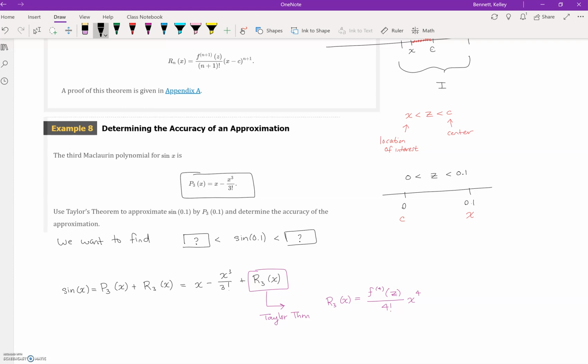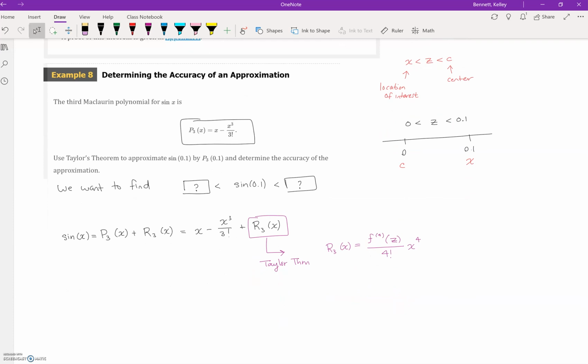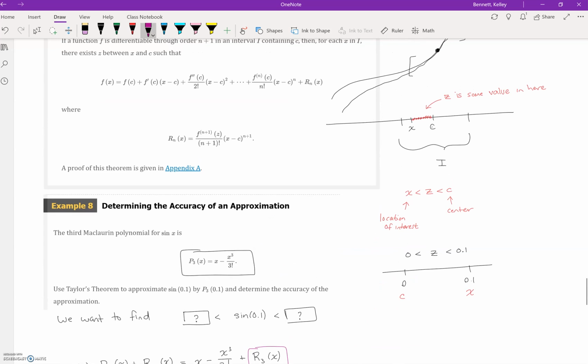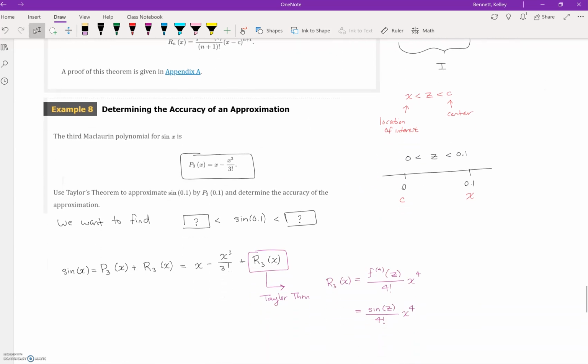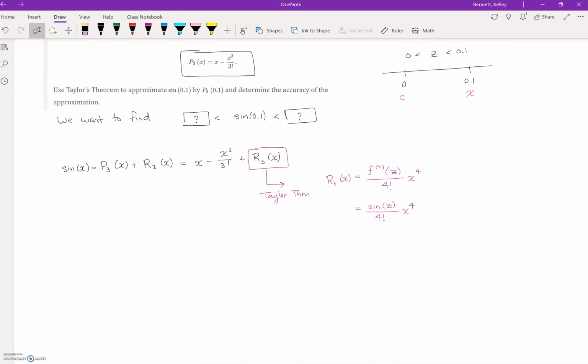The next thing we need is to know what is the fourth derivative of sine. So it goes cosine is the first derivative, then negative sine, then negative cosine, then back to sine. So the fourth derivative of sine is itself sine. So we can go ahead and say that this is sine of z over 4 factorial times x to the fourth. So we have an expression for our remainder term. And we're going to have to be kind of clever about saying what the boundaries are for that remainder term.